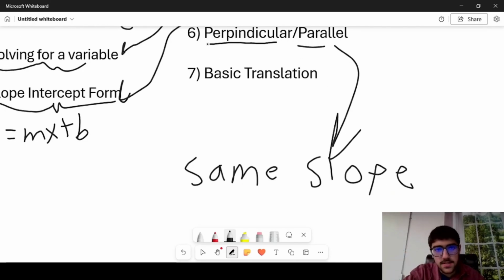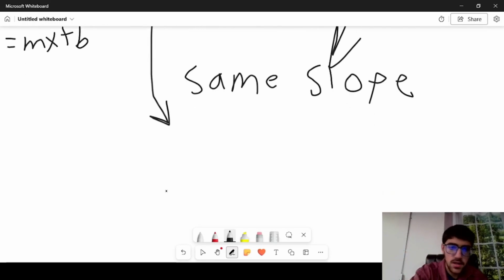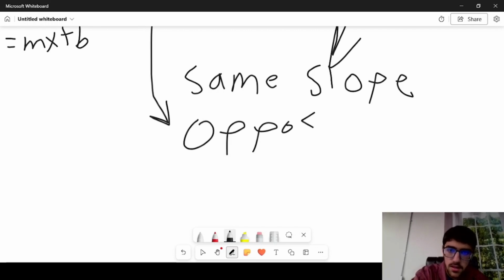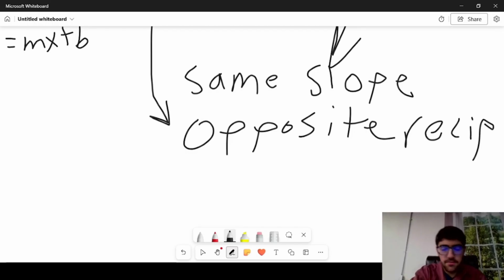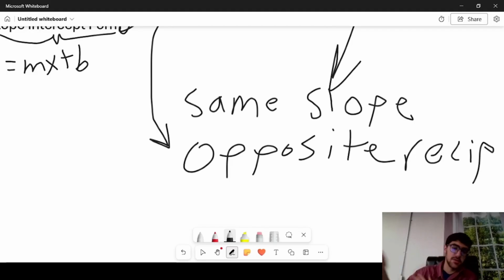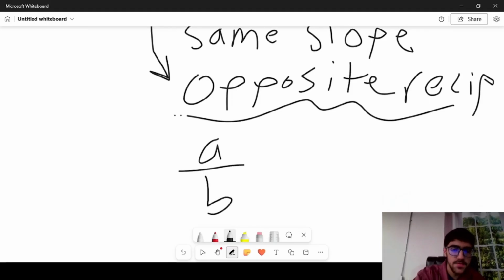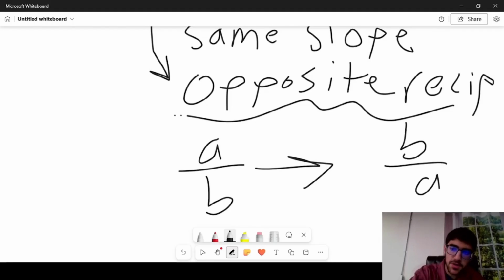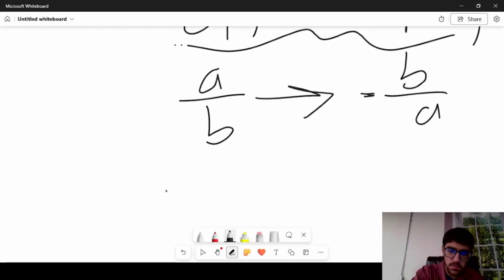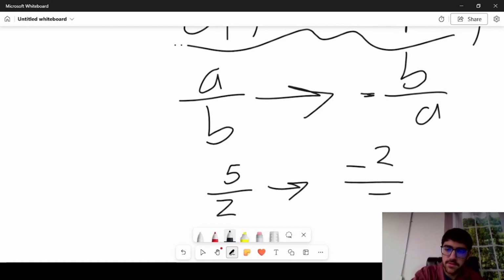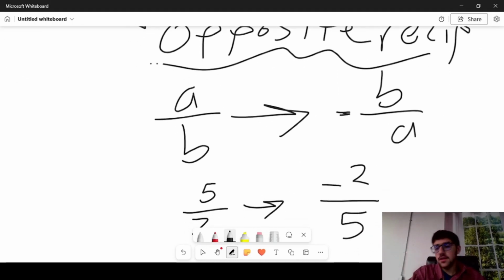And then for perpendicular, it's something called the opposite reciprocal. So if you have a line and it tells you that another line is perpendicular to it, the slope is the opposite reciprocal. Let's say the original line's slope is a over b. The opposite reciprocal would be, you flip it so it becomes b over a, and you put a negative. So if it was negative, it becomes positive. Here it was positive, so it becomes negative. So let's say the slope was 5 over 2. It becomes negative 2 over 5. And there are going to be examples about this later on.